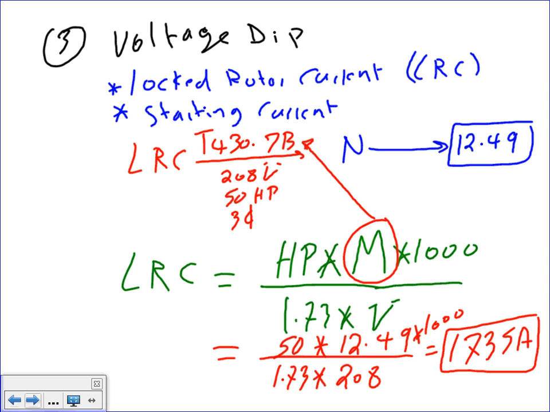We need to find the locked rotor current, the starting current, the inrush current. All these fancy names, inrush current, starting current, locked rotor current, are for the same concept. You energize a coil, and a huge amount of energy is needed to start the spinning of a motor.